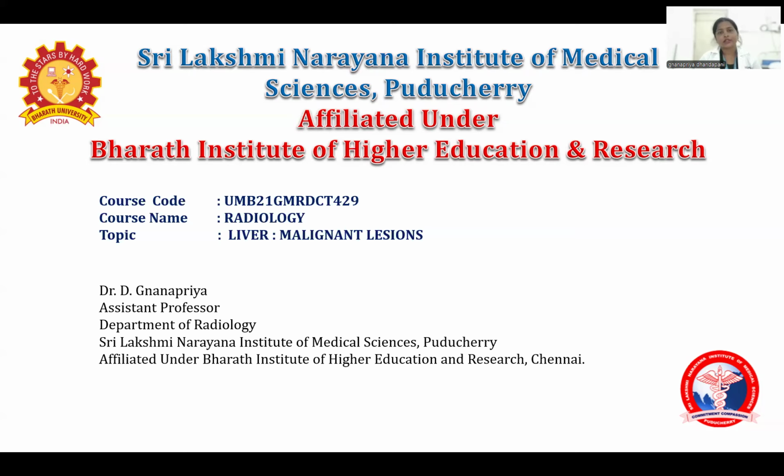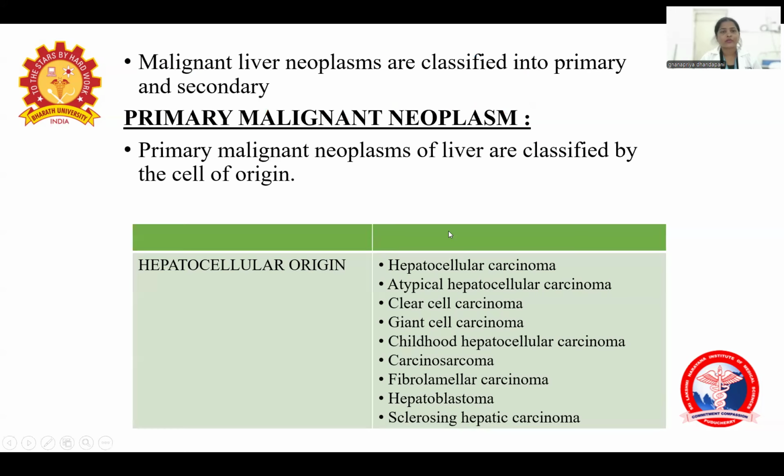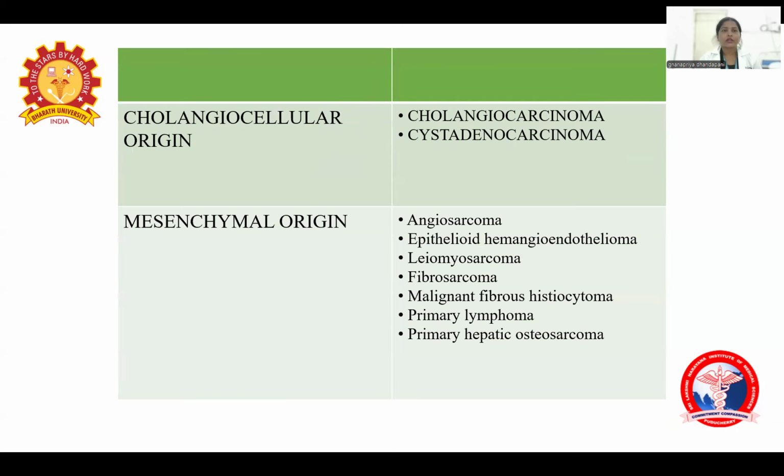So in this lecture, I'm going to discuss the malignant lesions of the liver. Malignant liver neoplasms are classified into primary and secondary. Again, the primary neoplasms are classified by their cell of origin, like if they are arising from hepatocellular origin or cholangiocellular origin or mesenchymal origin.